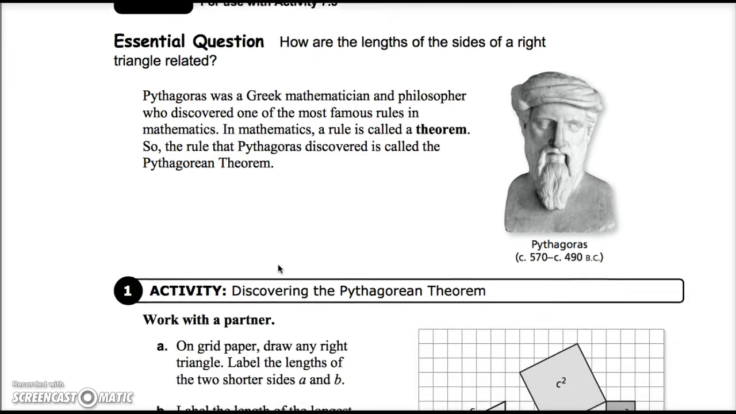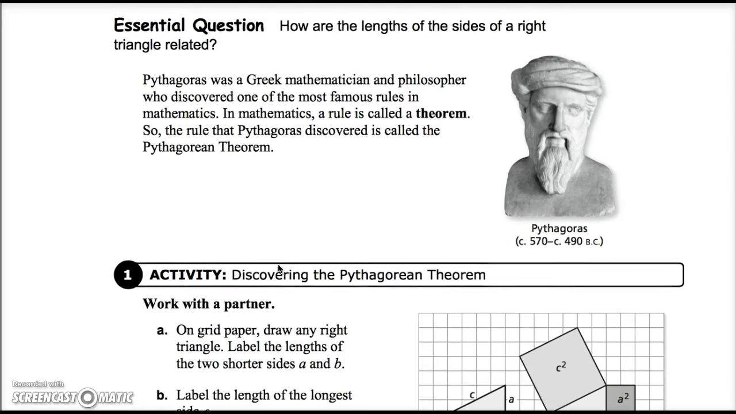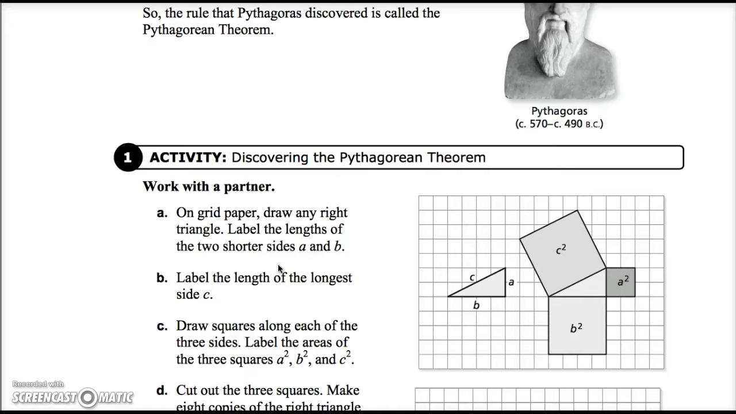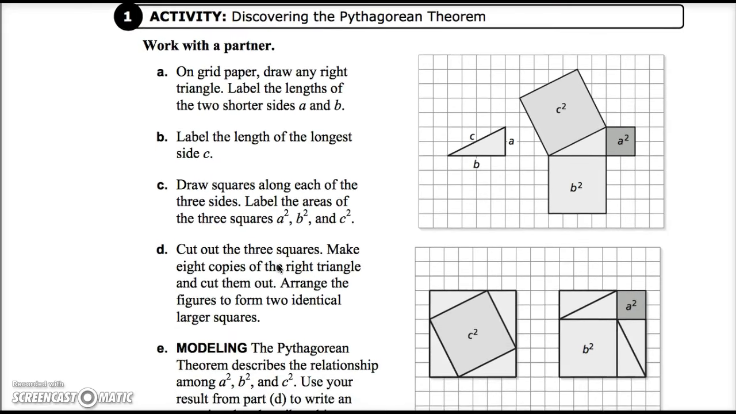So, if we come down to activity 1, okay? This is kind of what he figured out. So part A, it says on grid paper, draw any right triangle. So that's what they've done right here. Label the sides A and B, the two shorter sides, and then label the longer side C. So that's what they've done right here in this picture. Okay, for part C, it says draw squares along each of the three sides. So they've just kind of shifted the triangle over here, and they have drawn squares on each side.